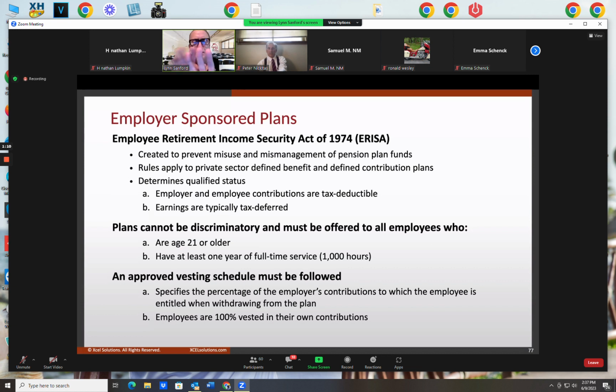So the three different types of defined contribution plans that exist are profit sharing plans, stock bonus plans, and money purchase plans. Each of them has at least one O in the title. Defined contribution plan, we're defining the contribution that needs to be made into the plan. The word contribution has two O's in it.